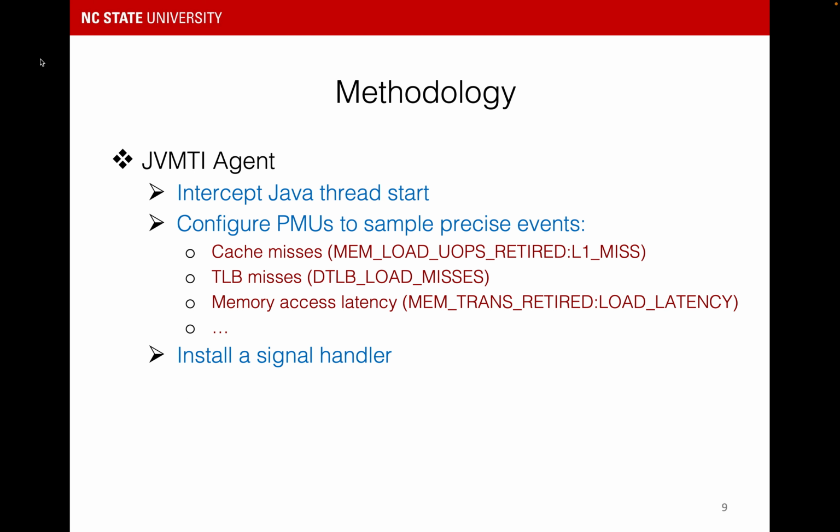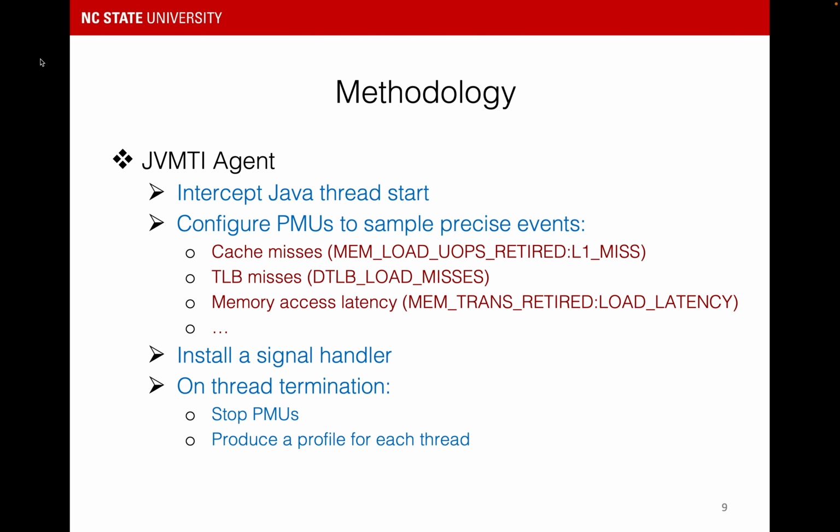DJXPerf also installs a signal handler to process PMU samples. On thread termination, DJXPerf stops PMU and produces a profile for each thread. So besides controlling PMUs, DJXPerf also utilizes the JVMTI agent to capture the calling context for both PMU samples and the object allocations.